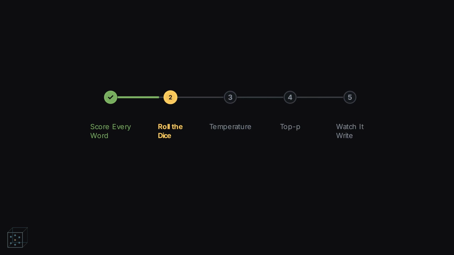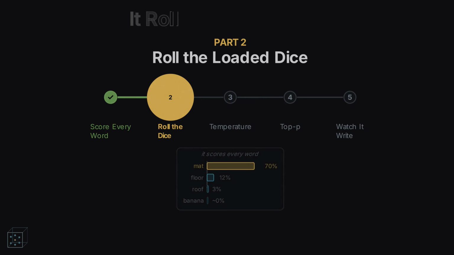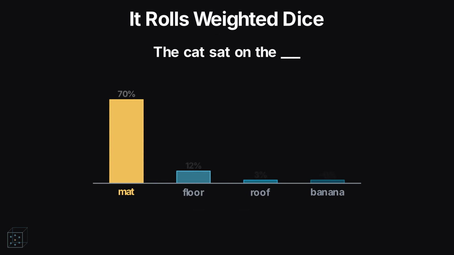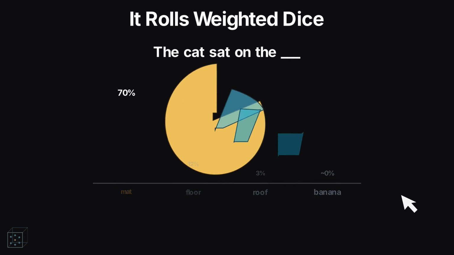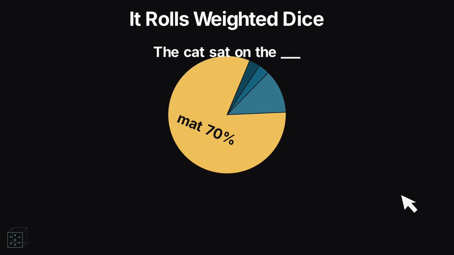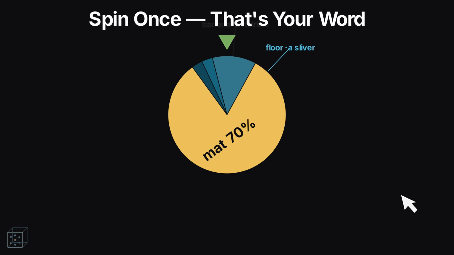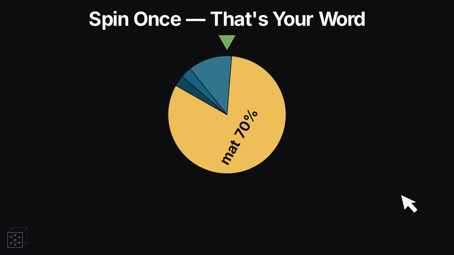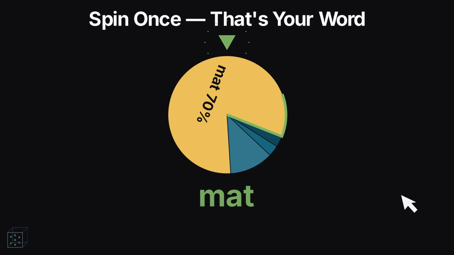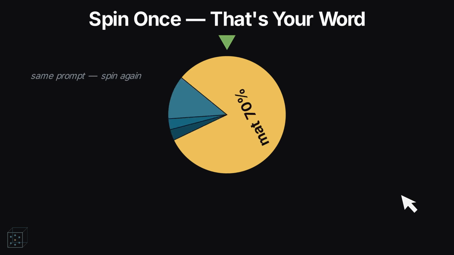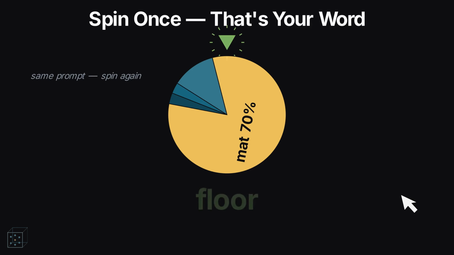Part 2, the roll of the loaded dice. Now here's the move people get wrong. You might think it just grabs the highest one, mat, 70%, done. Sometimes it does, but usually it rolls dice that are weighted by those numbers. Picture a spinning wheel where each word gets a slice as big as its probability. Mat takes most of the wheel, floor gets a sliver, banana is a hairline. You spin once, and wherever it stops, that's your next word. That's why the same prompt can land on a different word twice.